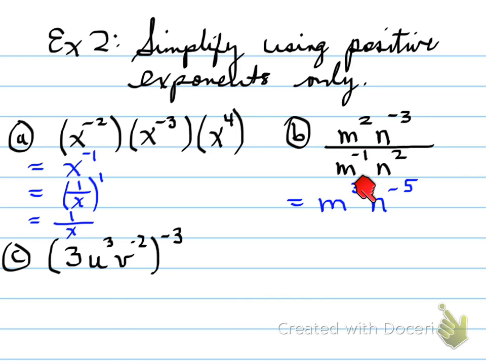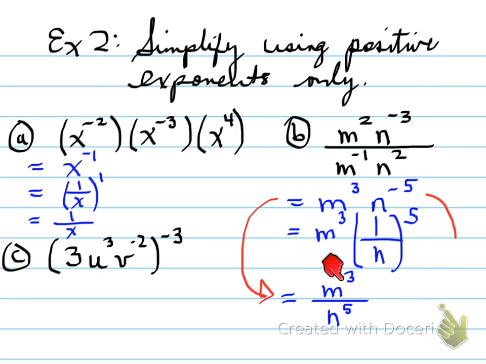We don't want a negative exponent. We want everything positive. So it'll be m to the power of 3 times 1 over n to the power of 5. Well, that's equal to m cubed over n to the power of 5. And folks, you could easily have gone from this step over here down to this step in the end without showing this middle step. All right, next one.